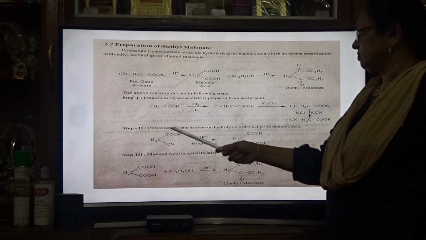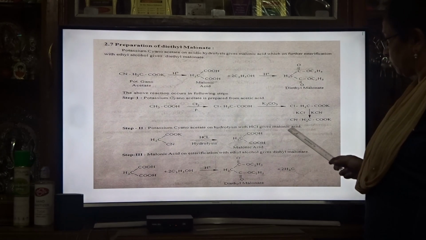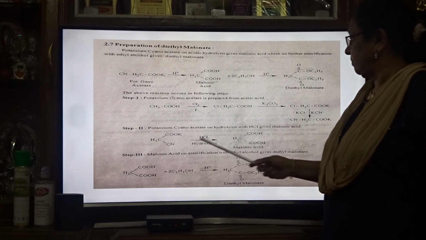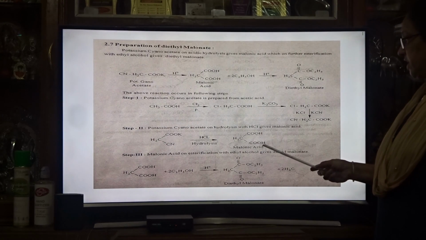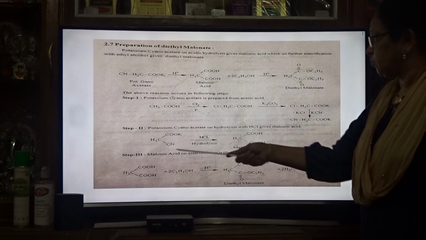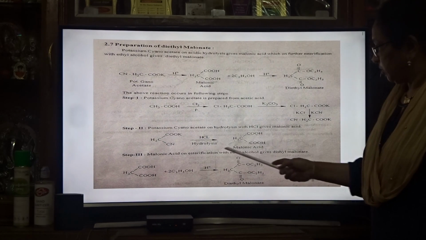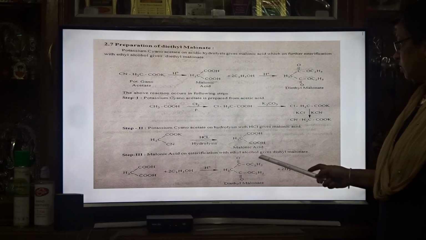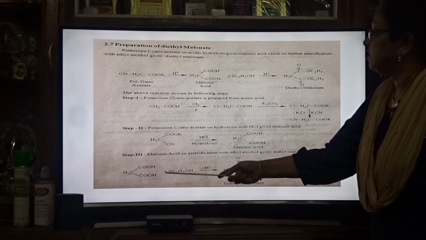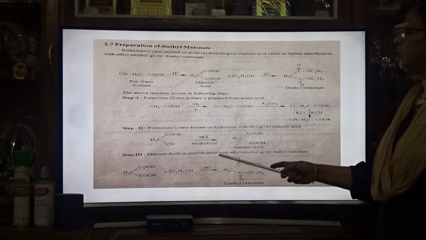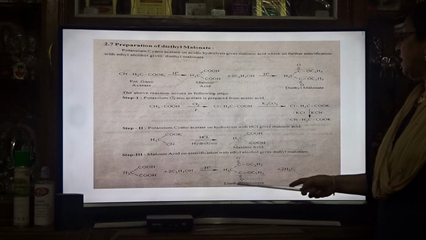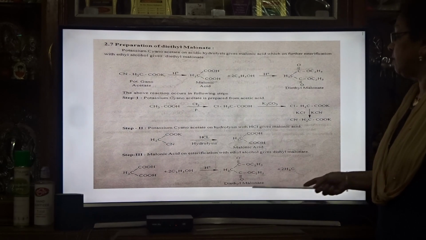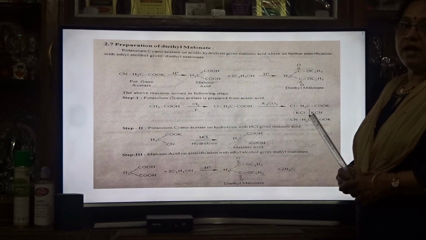In step 2, potassium cyanoacetate on hydrolysis with HCl gives malonic acid. In the second step hydrolysis takes place: in the place of K and N, H is added, and here OH is added. Potassium cyanoacetate on hydrolysis gives malonic acid, HOOCCH2COOH. This malonic acid on esterification with ethyl alcohol gives diethyl malonate. In esterification, acid and alcohol react to give two C2H5 groups added, giving diethyl malonate, CH2(COOC2H5)2. In this way we can prepare diethyl malonate.